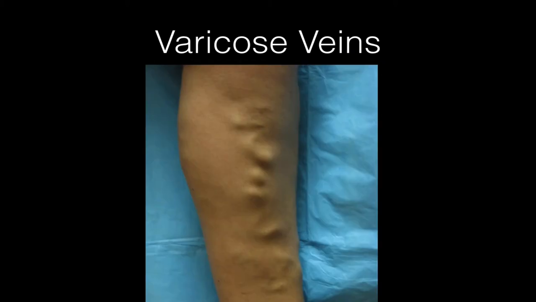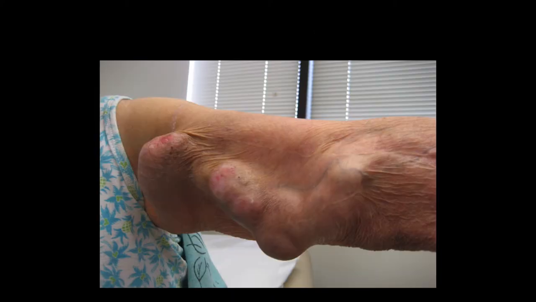And this is a semi-severe varicose vein in a leg. This is a very severe one in the arm.